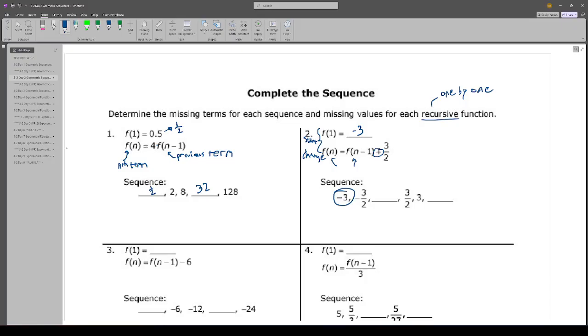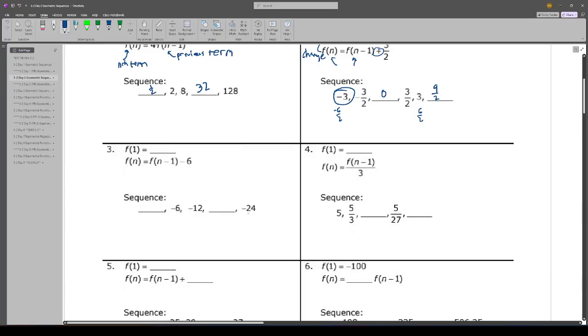So -3 plus 3/2, so we might want to think of that as -6/2 plus 3/2 is -3/2. -3/2 plus 3/2 is 0. 0 plus 3/2 is 3/2. 3/2 plus 3/2 is 6/2, which simplifies to 3. And 6/2 plus 3/2 is 9/2. So that fills that one in.